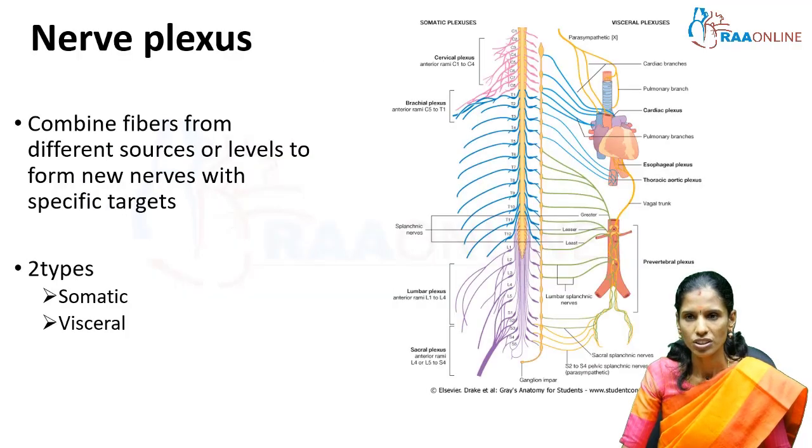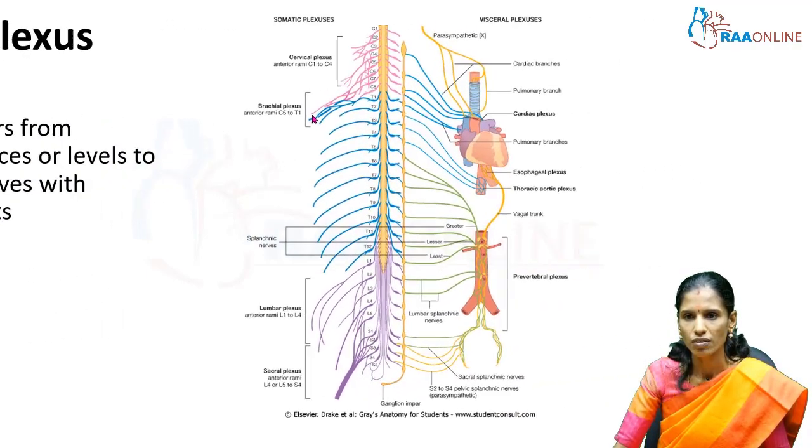So, we'll start the session with what is a nerve plexus. This is a combination of fibers from different sources or different spinal segment levels to form new nerves with specific targets to innervate. There are two types of nerve plexus present in our body.